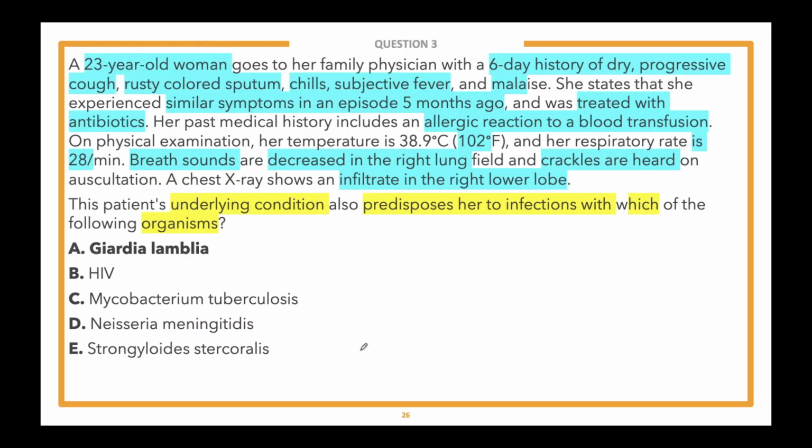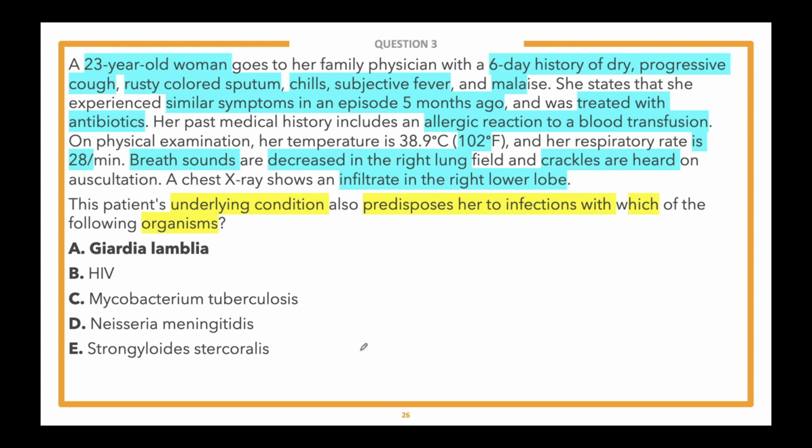So you can see now why they told us that this patient had an allergic reaction to a blood transfusion in the past. It's probably because that blood transfusion had IgA in it, and because she has an IgA deficiency, her body recognized it as foreign and then had an allergic reaction. So this patient probably has that as well. So thus the best answer choice here is she is also predisposed to infections with Giardia lamblia, answer choice A.